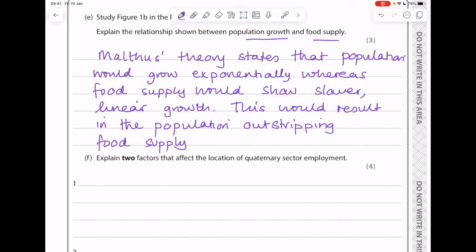Explain 2 factors that affect the location of quaternary sector employment. So just to remind you, quaternary sector employment is all about industry based on human knowledge, which involves technology, information, financial planning, research, and development. So ask yourself, what would affect the development of a tech company, for example?